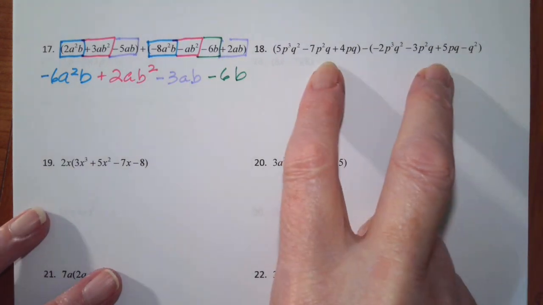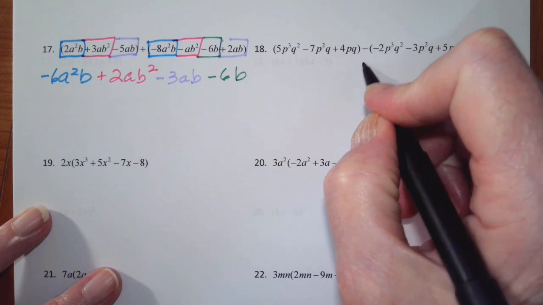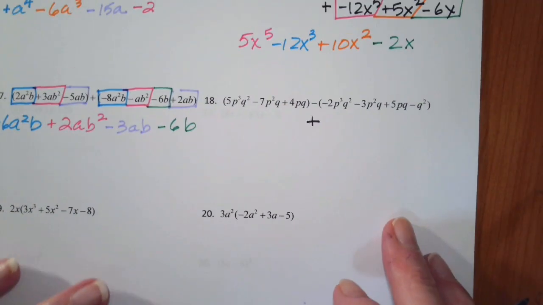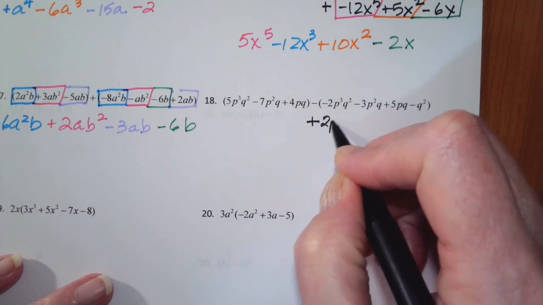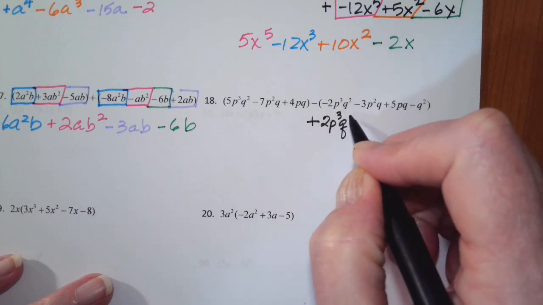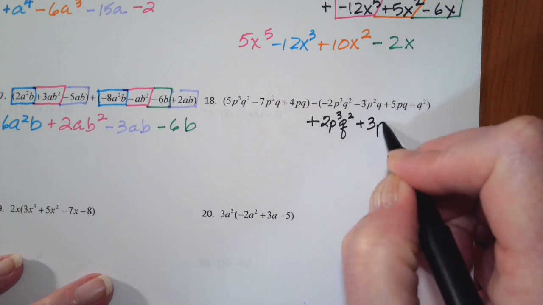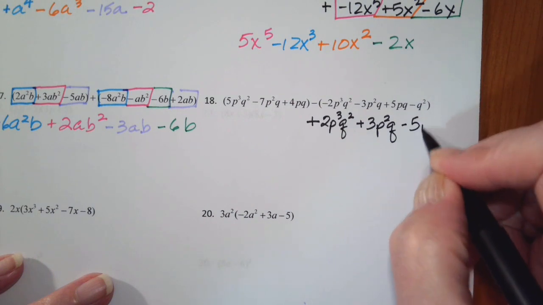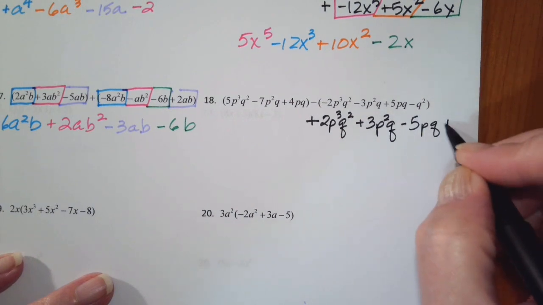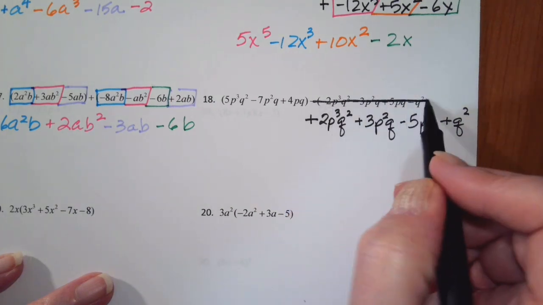All right, this is just like the one above. I'm going to turn subtraction into adding the opposite of each of these terms. So the negative becomes a positive 2p to the third, q to the second. Negative becomes positive 3, p to the second q. Positive becomes negative 5pq. Negative becomes positive q to the second. So I'm done with that now.